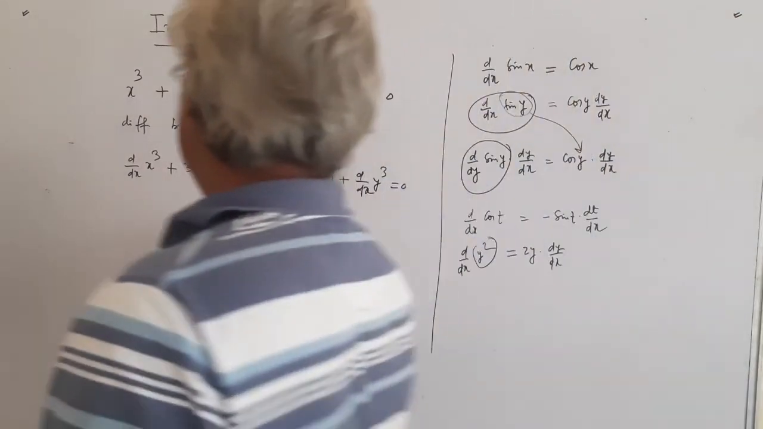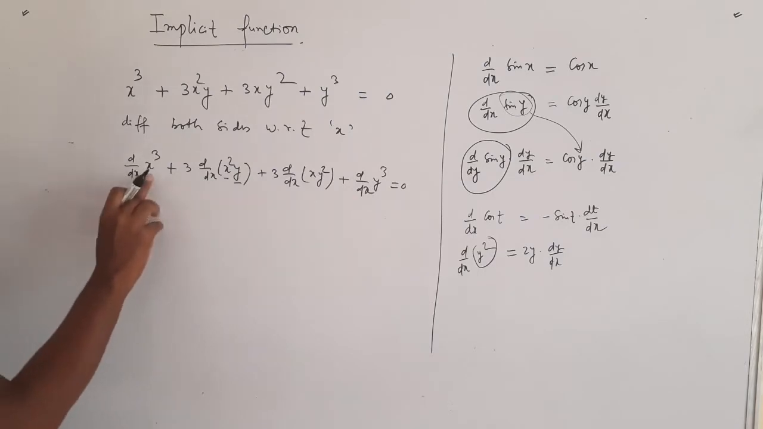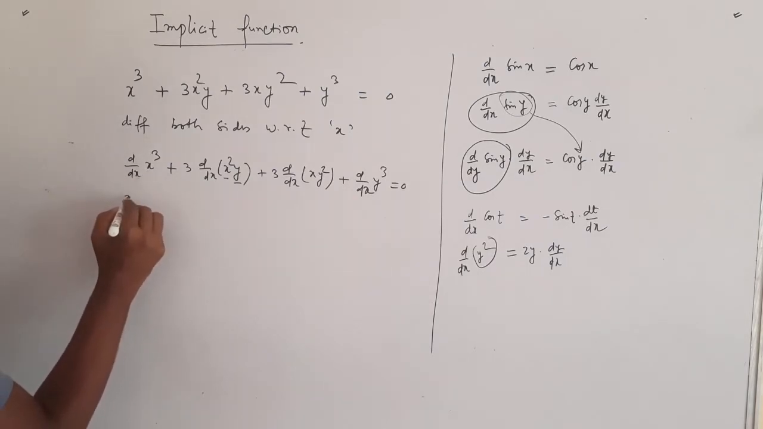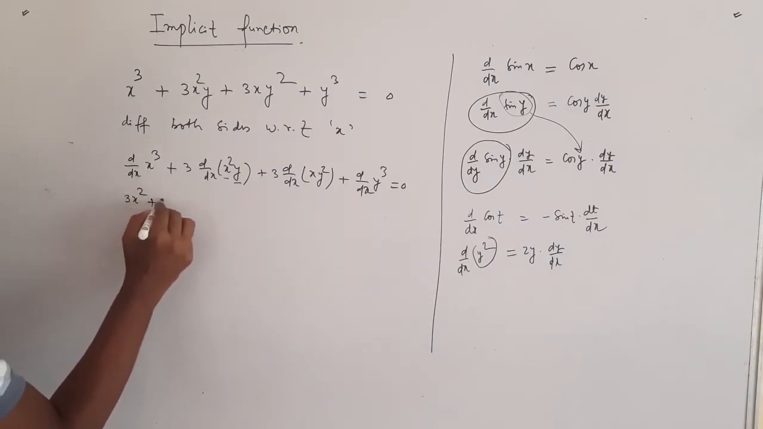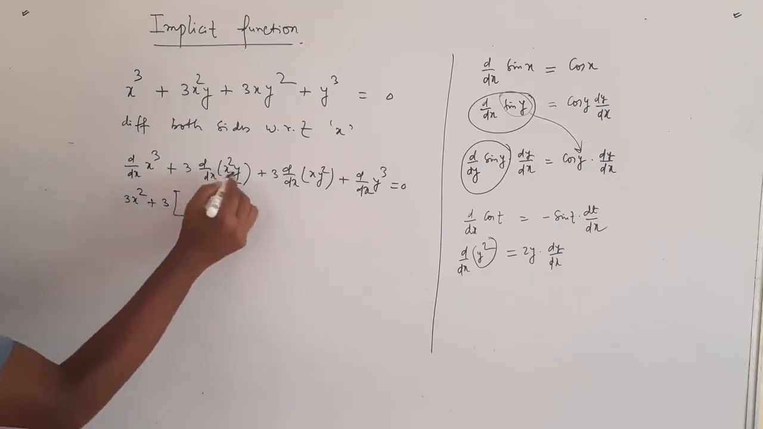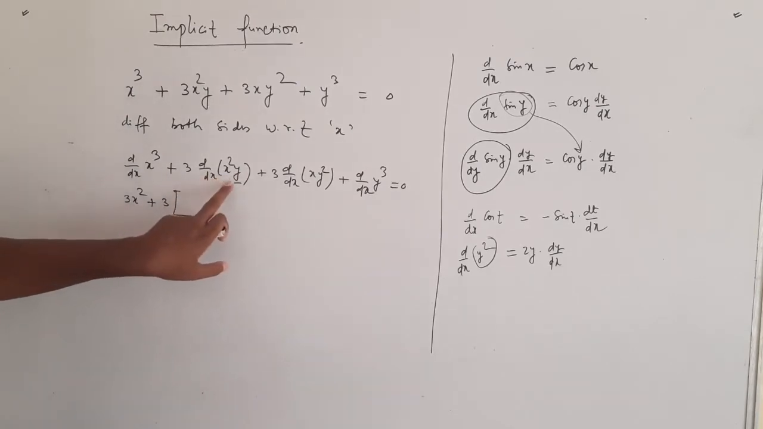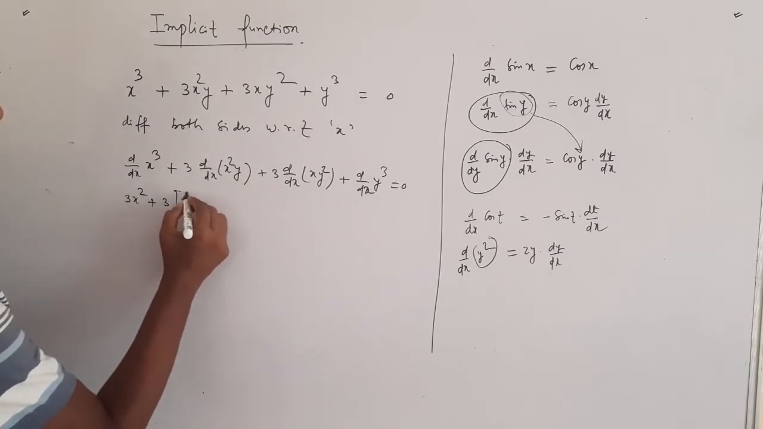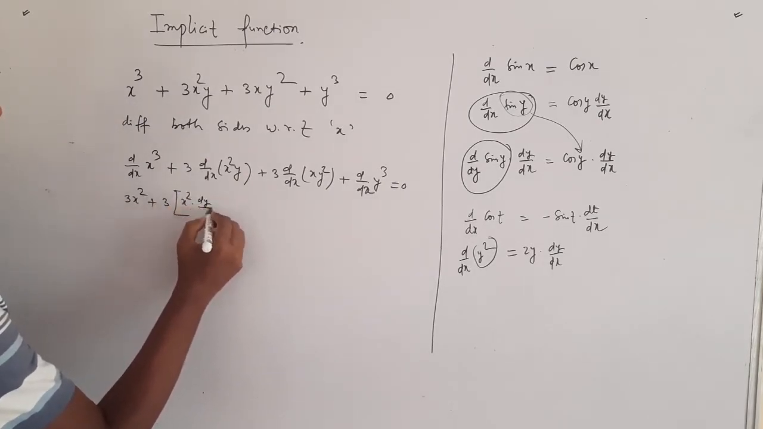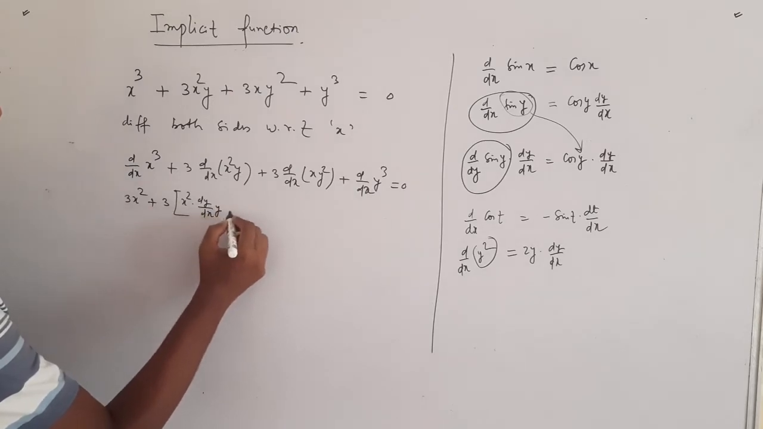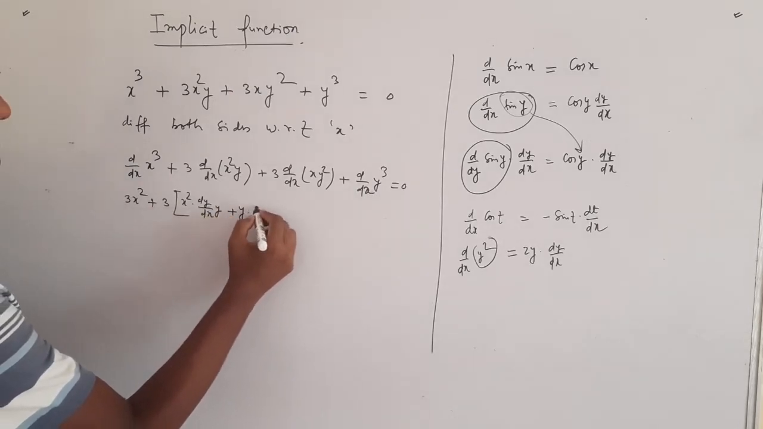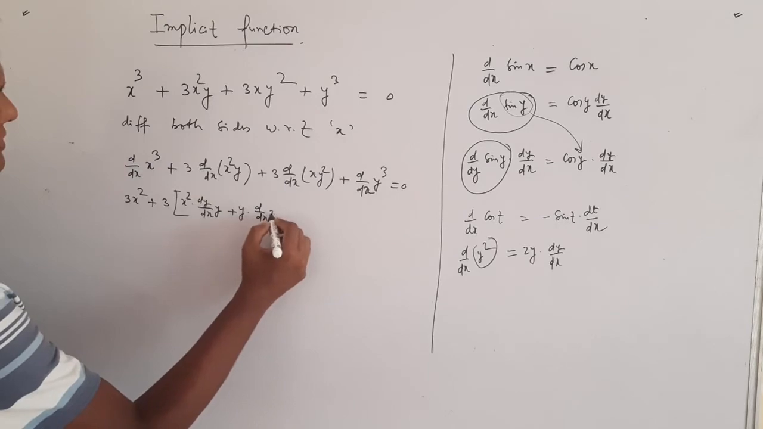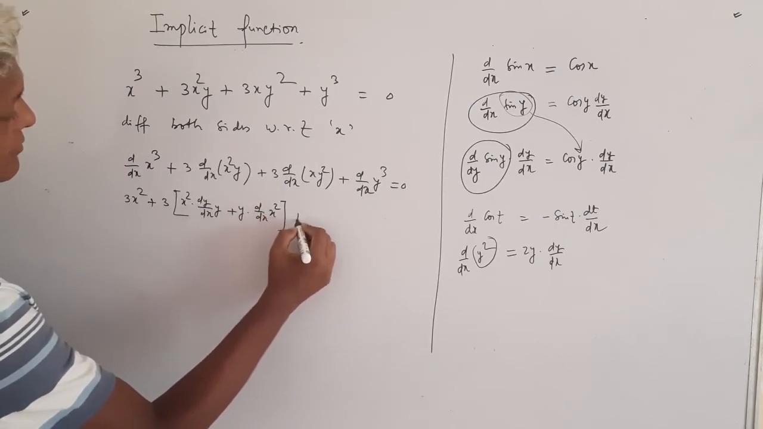So I come here and then I see that this one I can differentiate directly. This is 3x square plus 3. This is the UV rule, this is a product of two functions. So the rule says that first you keep one unchanged. So I keep x square unchanged, then I write dy by dx of y, plus then I write y unchanged, and then d by dx of x square, plus this one.